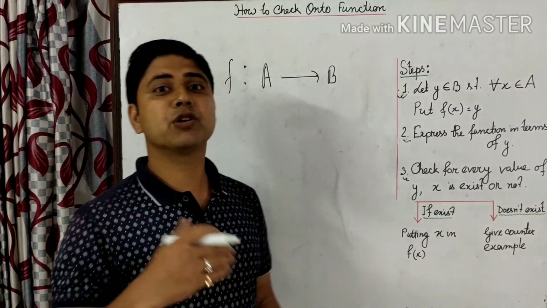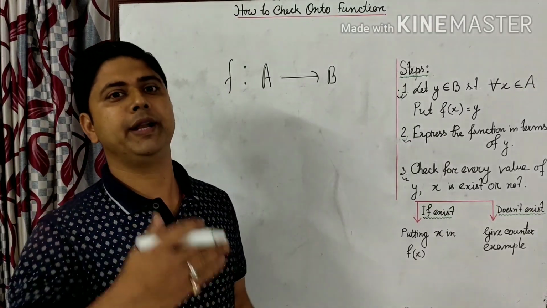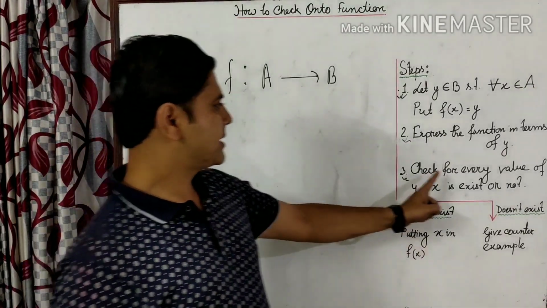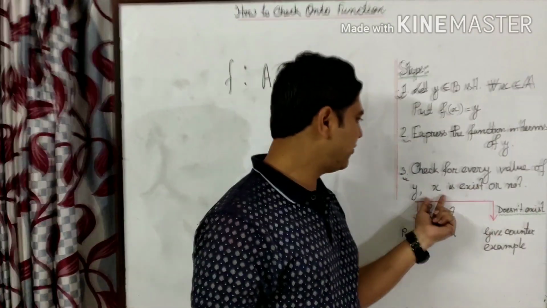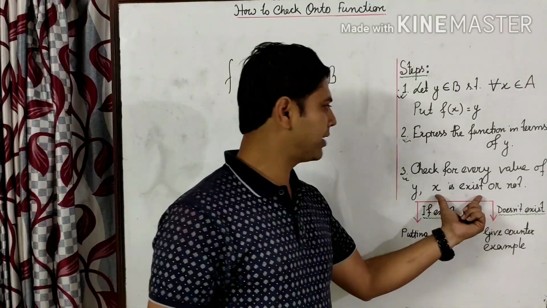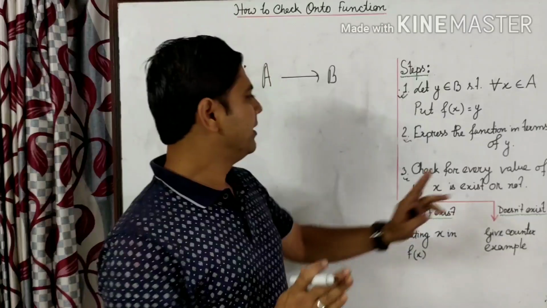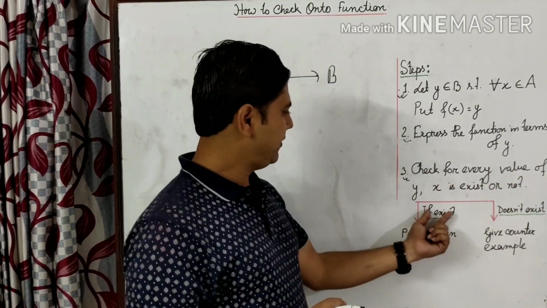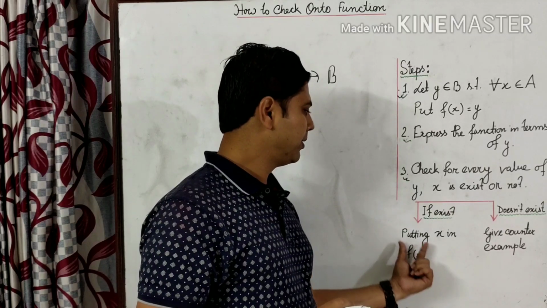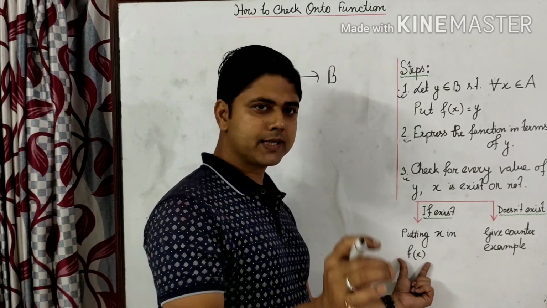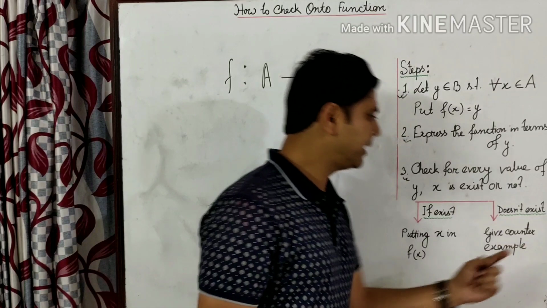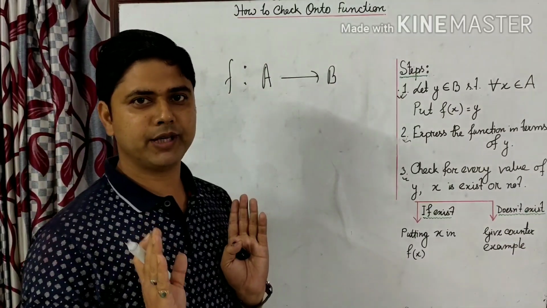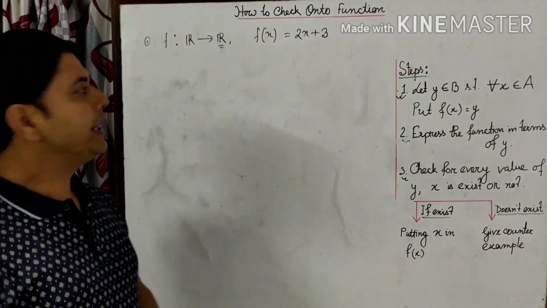Express this function in terms of the y variable. Next, for every value of y, check whether x exists or not. You have to check for every value of y whether x exists or not. If it exists, putting x in f of x. If it does not exist, give a counter example. Now we consider an example.